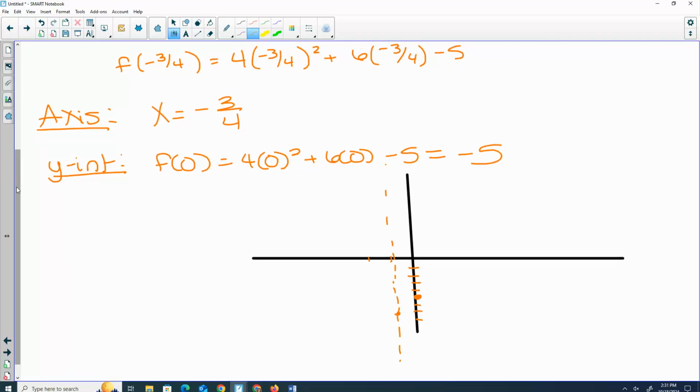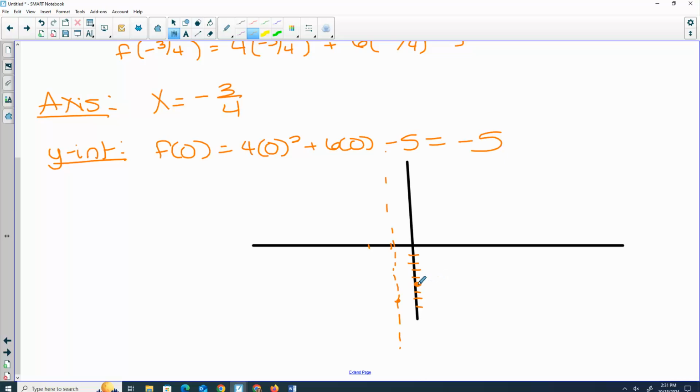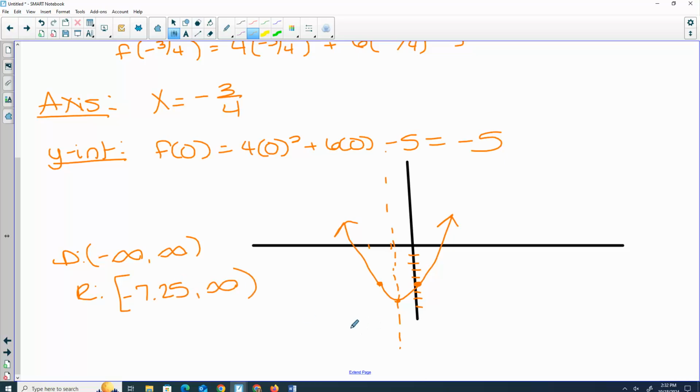How many points do we have to have on our graph? 3. So this one is 3/4 away from my axis of symmetry. So the other one would have to go 3/4 the other direction. So it would take me to negative 1.5. Get our graph. Could you tell me the domain of that? What's my range? Or negative 29/4 to infinity, either way.